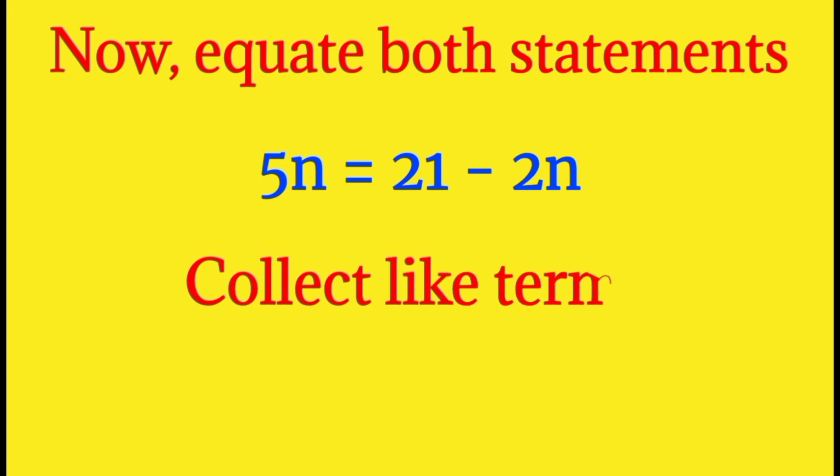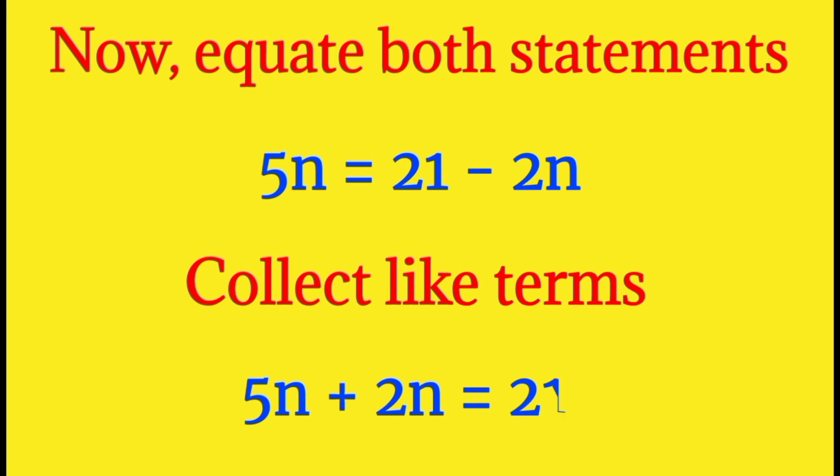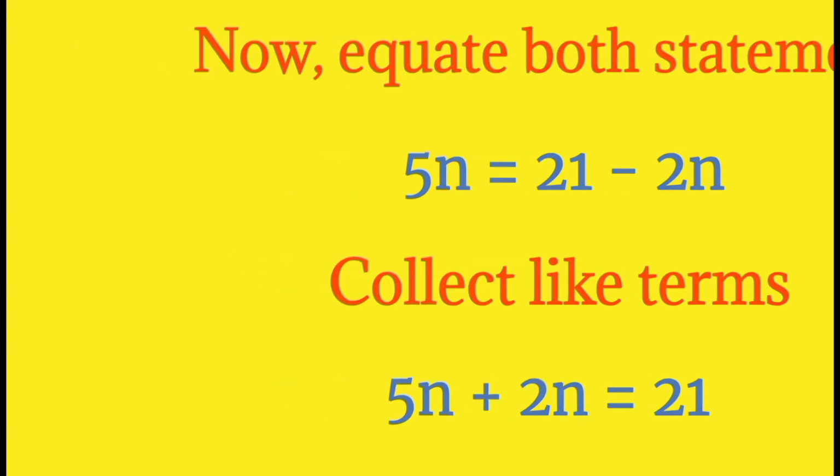Then the next step is to collect like terms. And when we collect like terms, we have 5n plus 2n is equal to 21. 5n plus 2n will give us 7n. So this gives us 7n is equal to 21.